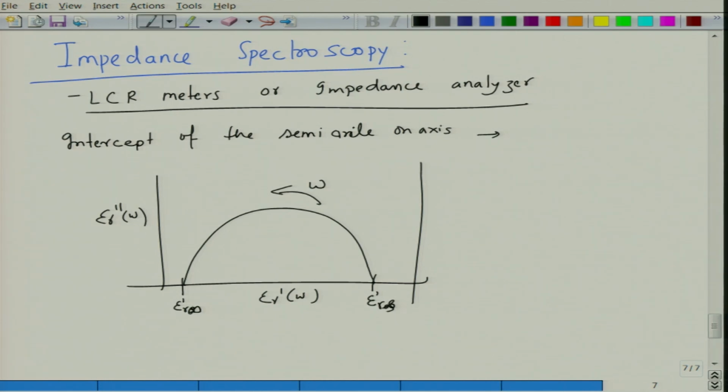So, the low frequency intercept should be the static dielectric constant, and the high frequency intercept of an ideal semicircle should be the high frequency dielectric constant. The maxima of the semicircle will occur at omega tau equal to 1, or you can say omega RC is equal to 1, in this case R2 C2, and this should follow the semicircle equation.